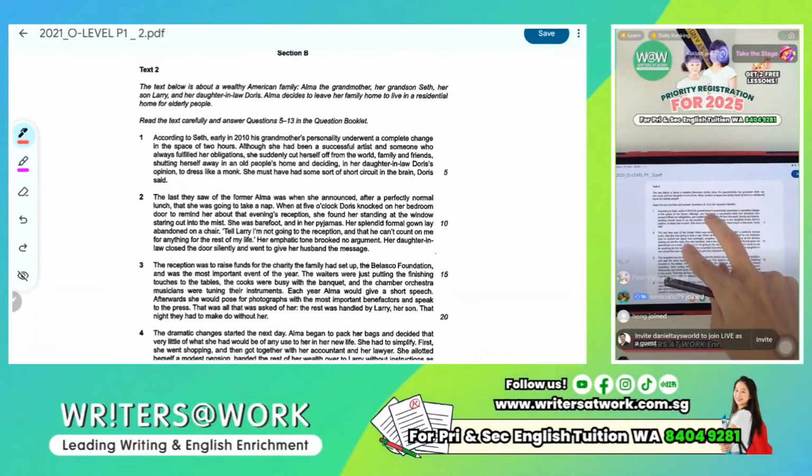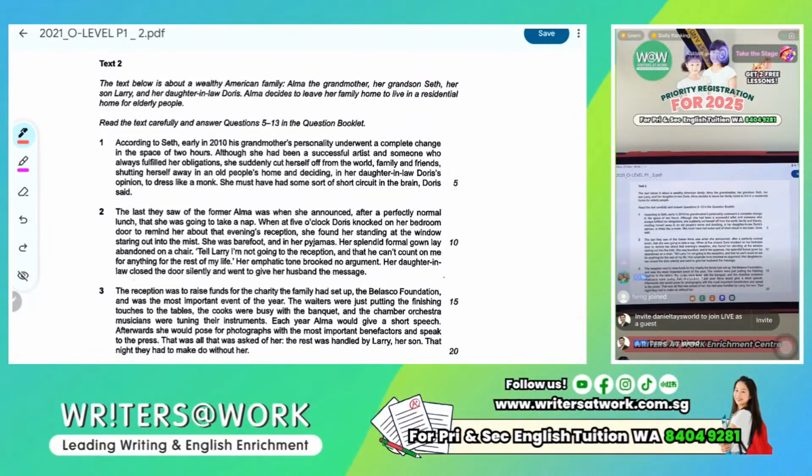So again, text 2 is usually very story based, and the use of literary devices will actually put our friends who do literature at a certain advantage. But that being said, I think what is more important for us who don't do literature is you need to have a strong foundation in your vocabulary, such that when they try to use flowery language to describe things, you at least can make sense of what is happening to the character. That's more important. All right.